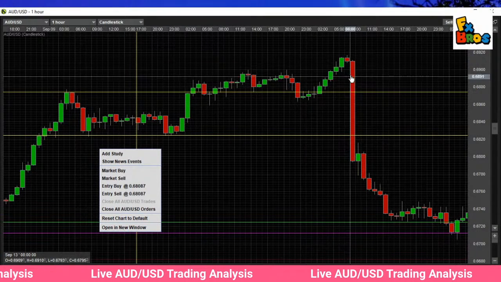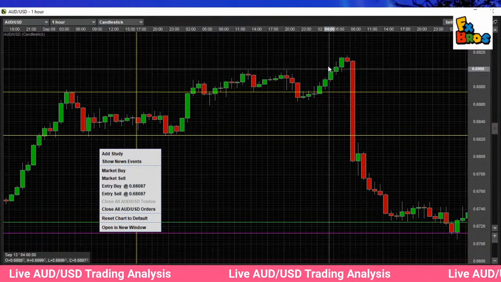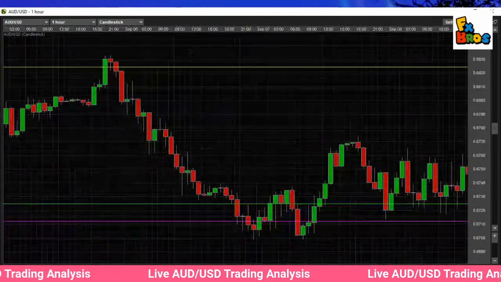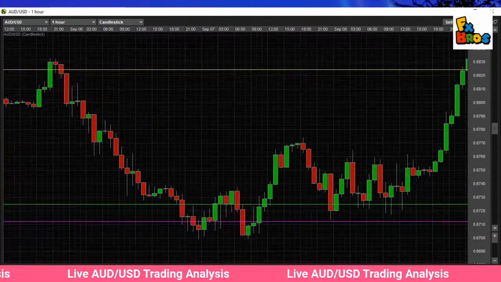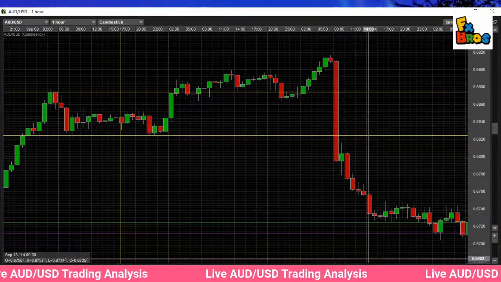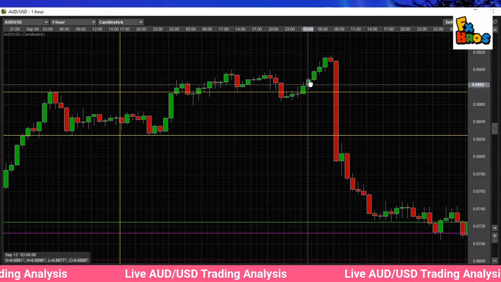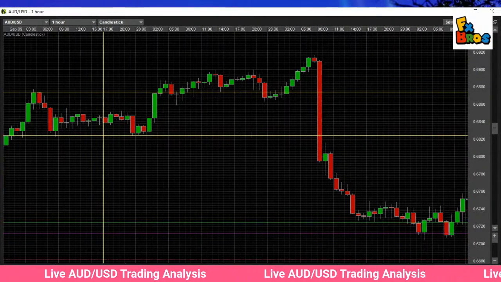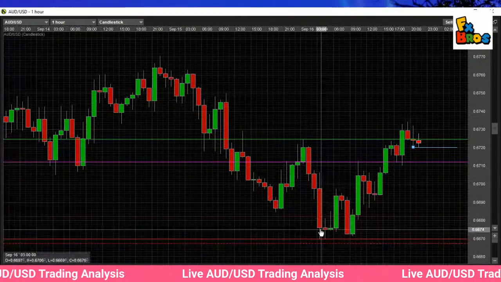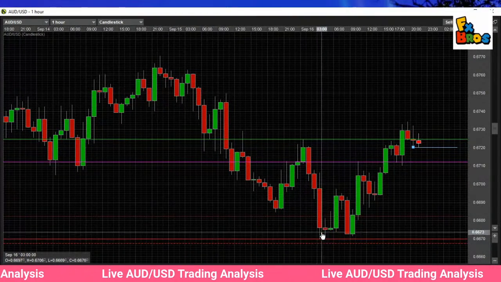So that's proof that this whole little extra extension leading from this low was all just a retracement on the higher time frame to continue bearish. And that move is what caused us to create a new low for the year.